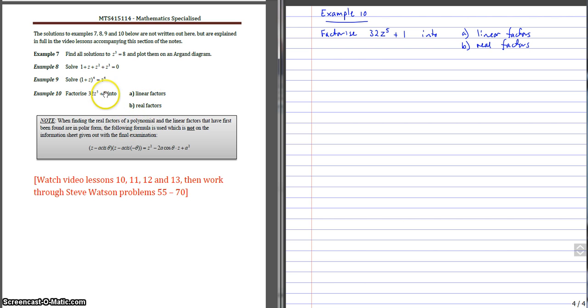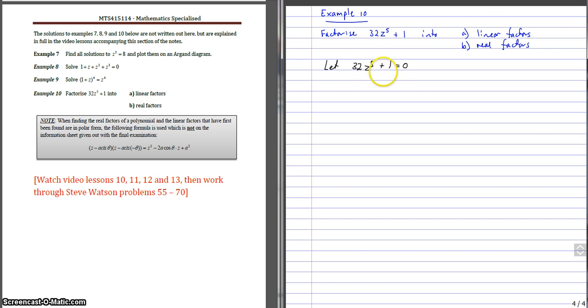Now in order to do that, first thing we recognise is that we're going to expect there to be 5 linear factors, because the degree of our polynomial here is 5. Now the method is to first of all let 32z to the power of 5 plus 1 equal 0. With this method, it just makes it a little bit easier.